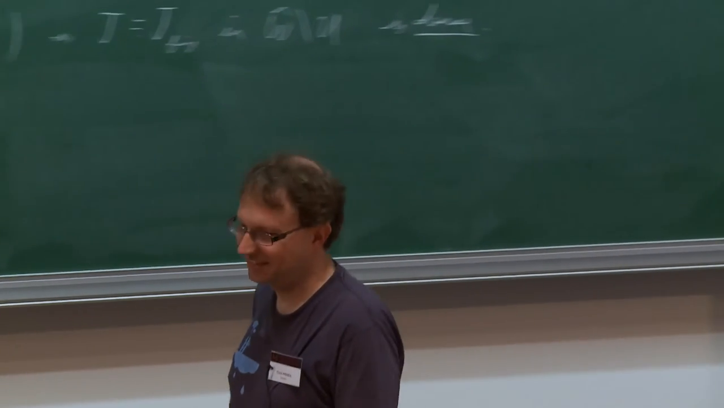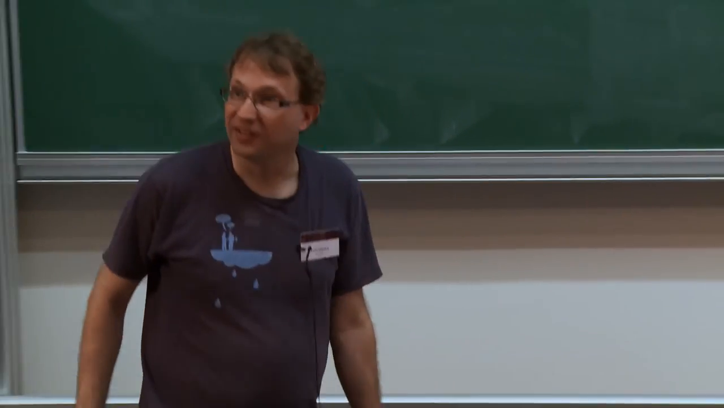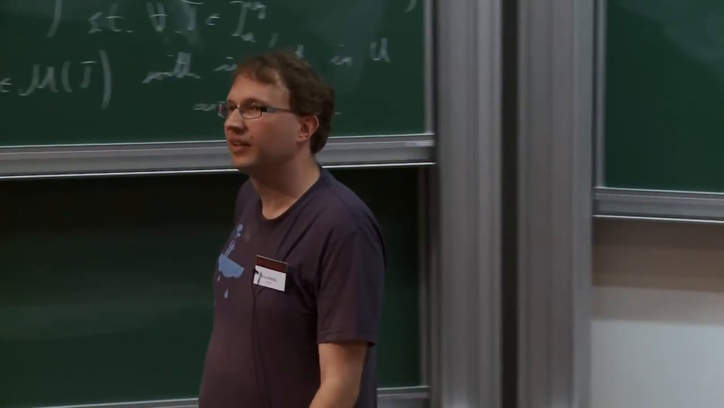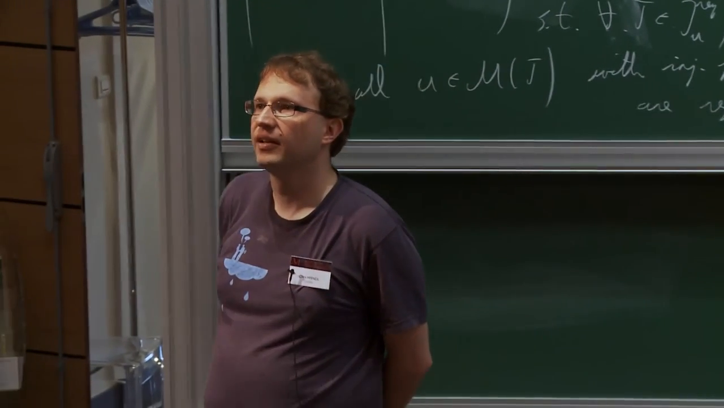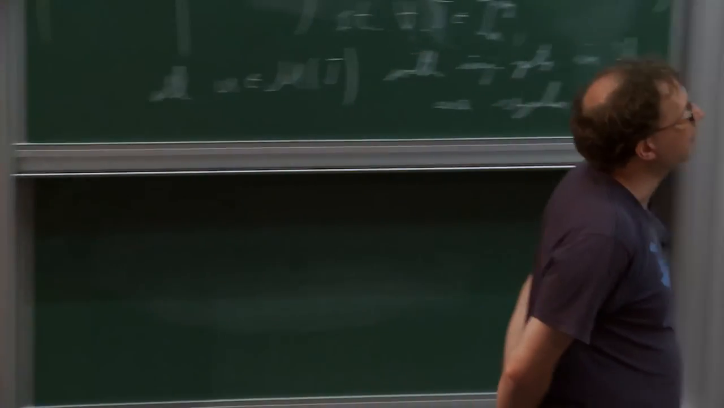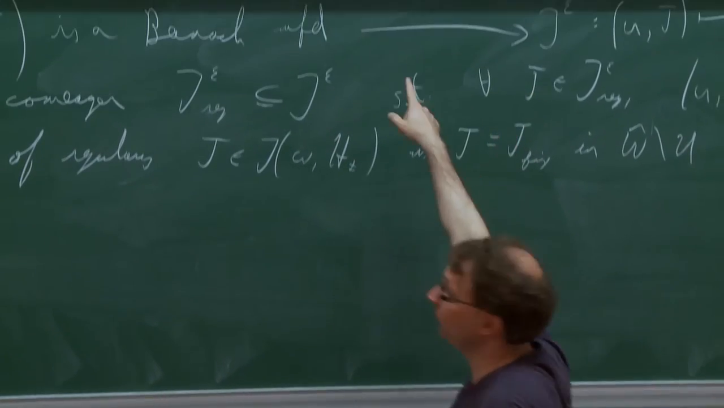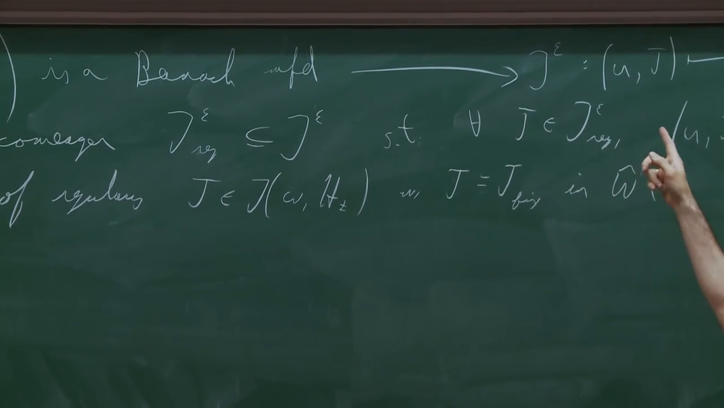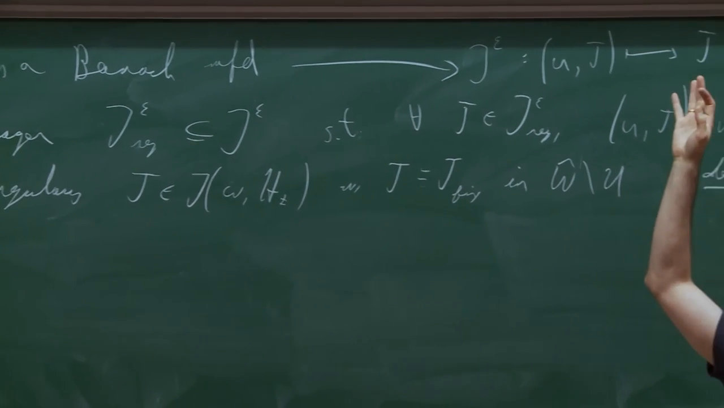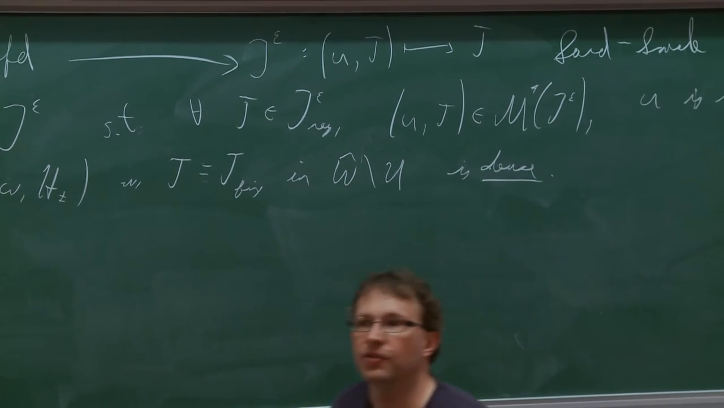She's not here. So I have a quick question. Yes. So you're using Sard-Smale. Do you need some sort of Fredholm condition? Yeah, so Sard-Smale depends on the fact that indeed this projection map is Fredholm. That's equivalent to the fact that the Cauchy-Riemann operator is Fredholm. Yes. That's an easy exercise.